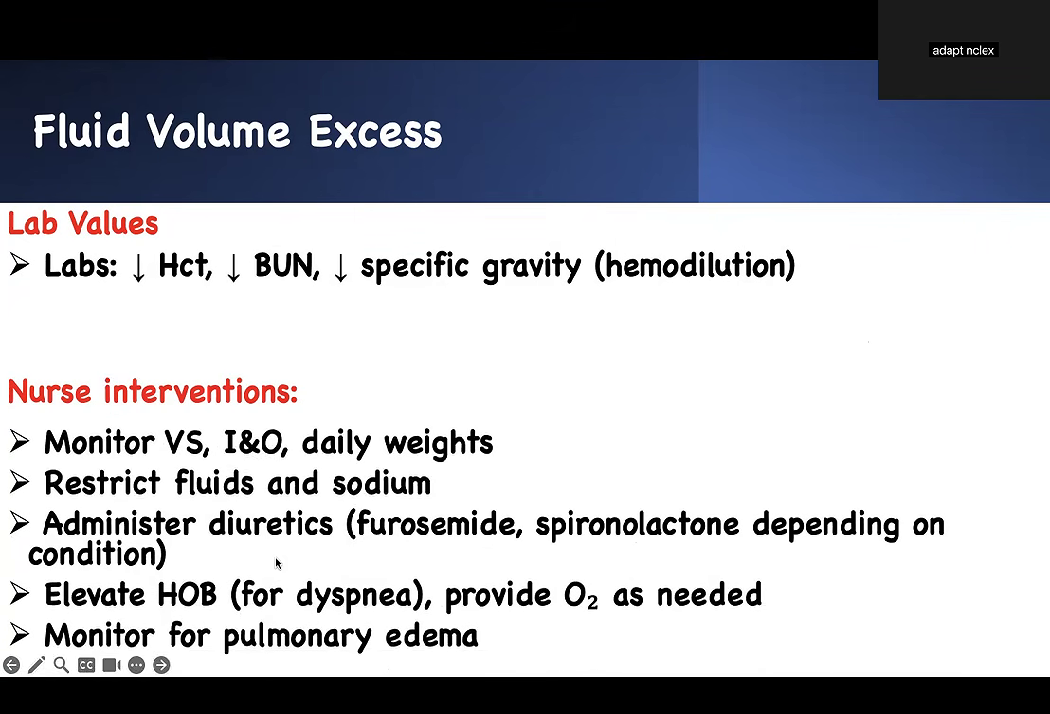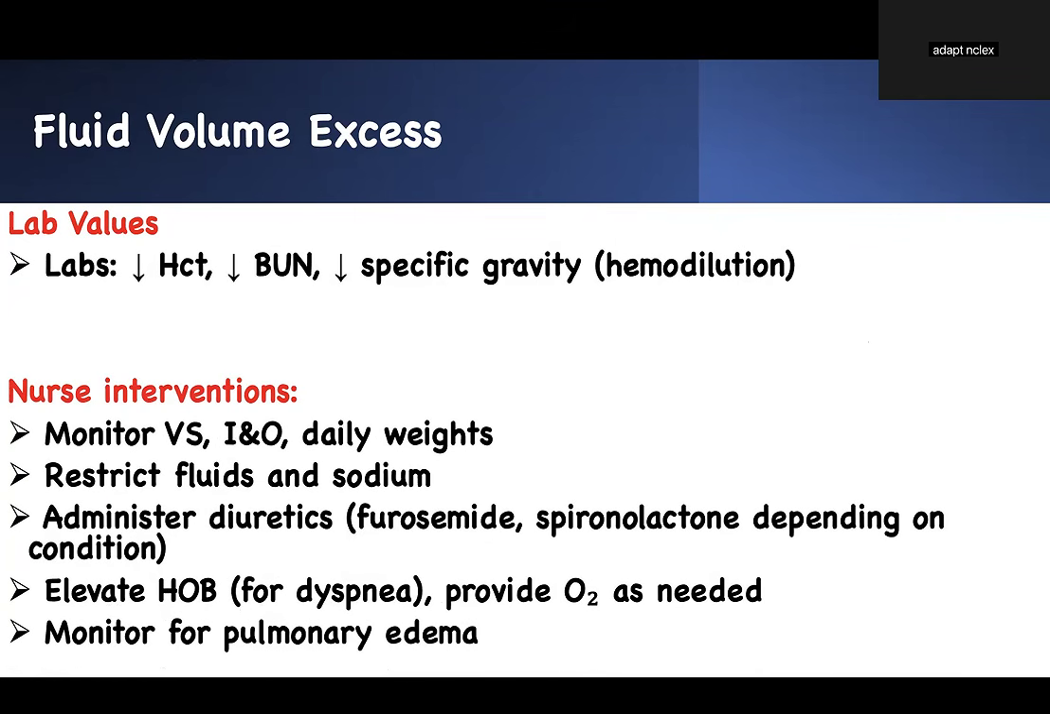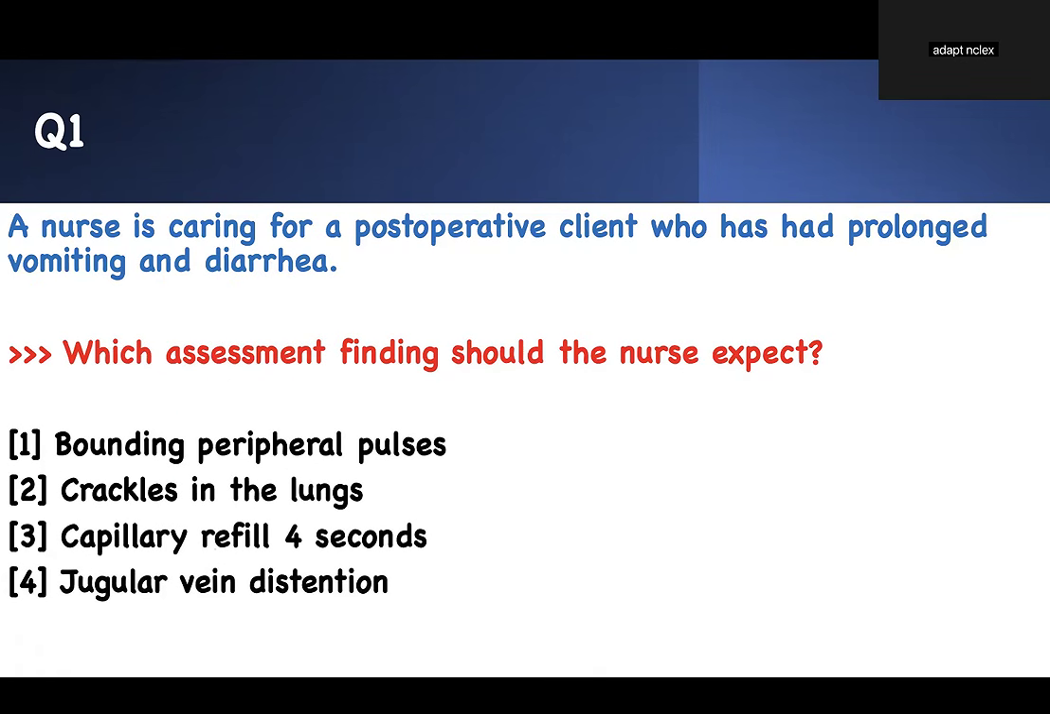Therefore, next intervention, get rid of all the fluid, right? Monitor weight. Like anybody who has heart failure, you can use the same strategy. Restrict sodium and fluid. Administer what? Diuretic. Elevate the individual's head of the bed. Provide oxygen and monitor what? Pulmonary edema. These are conditions you have to be familiar with, what the nurse should do for this condition and what they need to do. So this is the question.